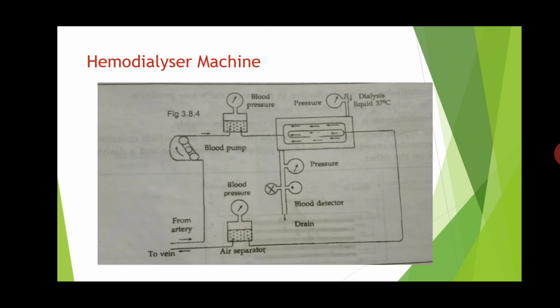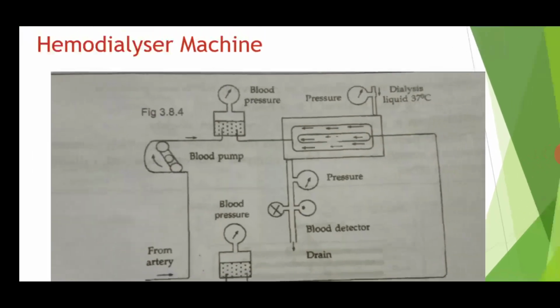So using the hemodialyzer machine, we can remove the waste products from the blood. When there is a need for dialysis, if suppose our kidney is not working properly, in that case we should use dialysis. So for the dialysis purpose they are using the hemodialyzer machine. This hemodialyzer machine gets a question for 10 marks, that is, explain the block diagram of the hemodialyzer machine. So this is the diagram for the hemodialyzer machine.